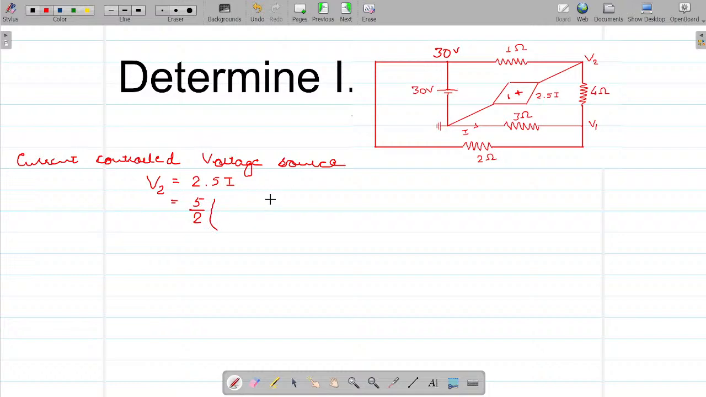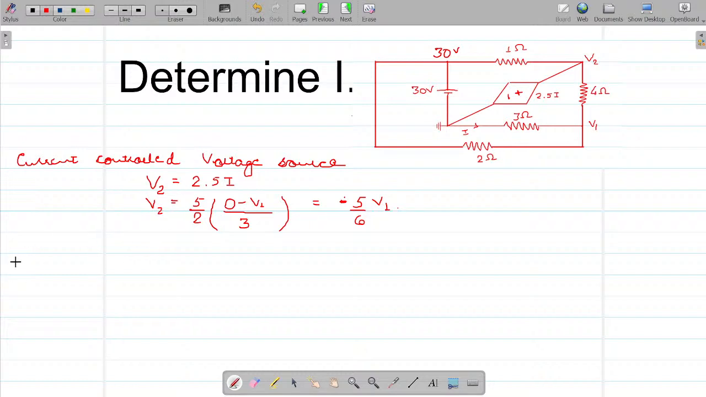What is I? Current is flowing from this potential to this potential. So what would I write? 0 minus V1, right? Divided by what? What is the resistance encountered? 3 ohms. This is the value of current I, right? So can I write this as minus 5 by 6 times V1, that is V2, right?